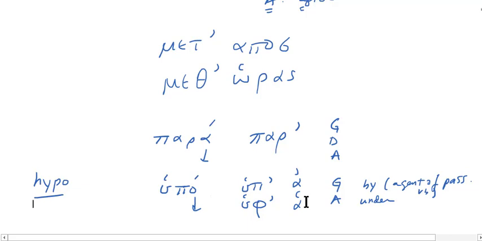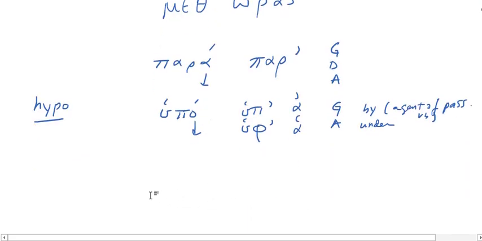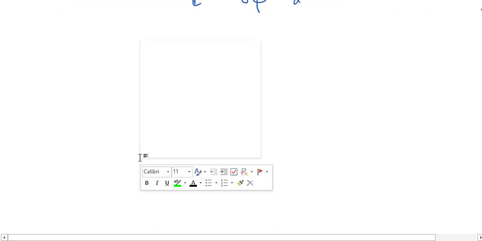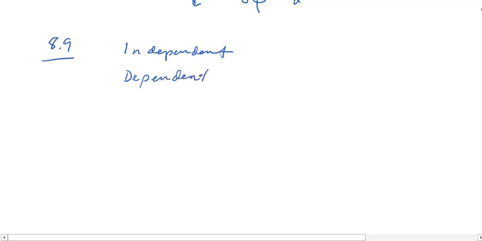Okay, real quickly, let's talk about the matter of dependent clauses. So this is 8.9 in Mounce. We have independent clauses and dependent clauses. What is an independent clause? A clause that can stand on its own. So, can Santa stand on his own? Is Santa an independent clause?